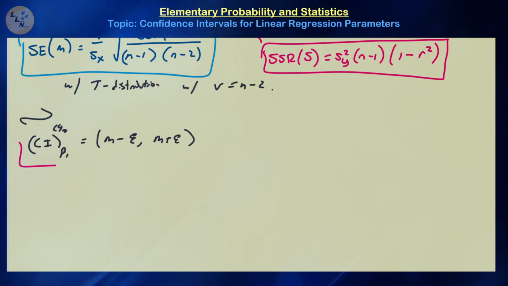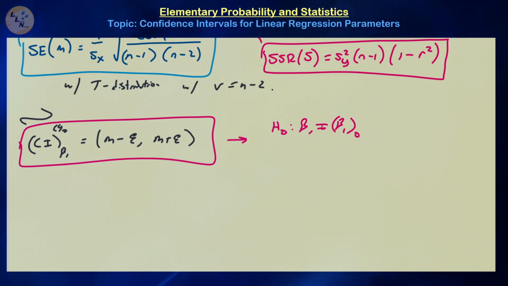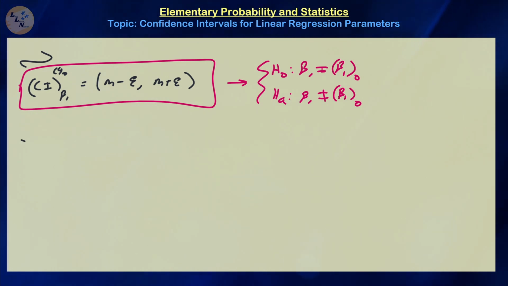And this is going to allow us to test hypotheses about beta 1 being equal to some value, let's call it beta 1 sub 0. And of course this is going to be used for the two-sided alternative, beta 1 does not equal the claimed value of beta 1. And that gives us the basics for hypothesis testing on the slope of the linear regression line.